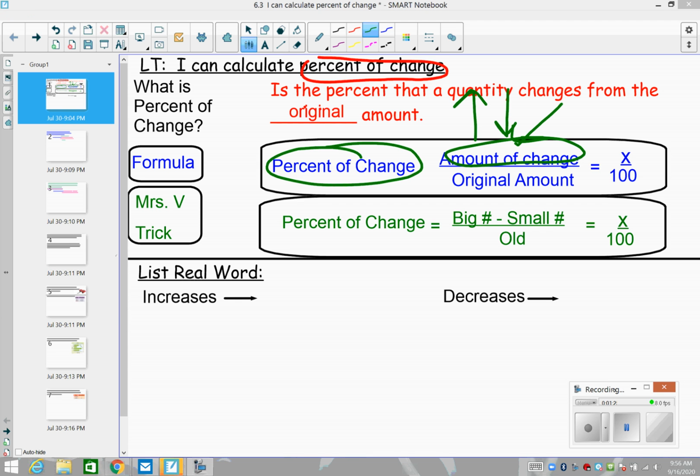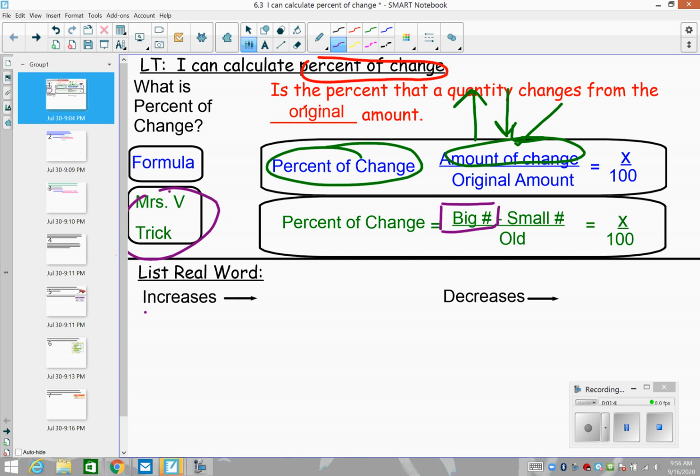Some things that are helpful, a lot of kids will say that it's easier, Ms. V's trick, if you take the bigger number first. The reason why they think that's easier when you're subtracting is it avoids a negative. Negative would just mean decrease, right? But a lot of kids will say it's easier if you take the bigger number first because then you don't have a negative.